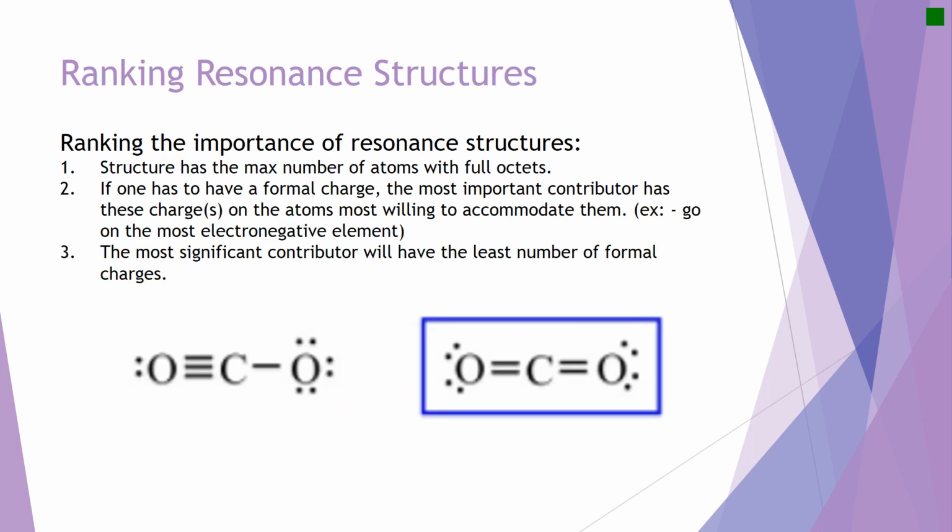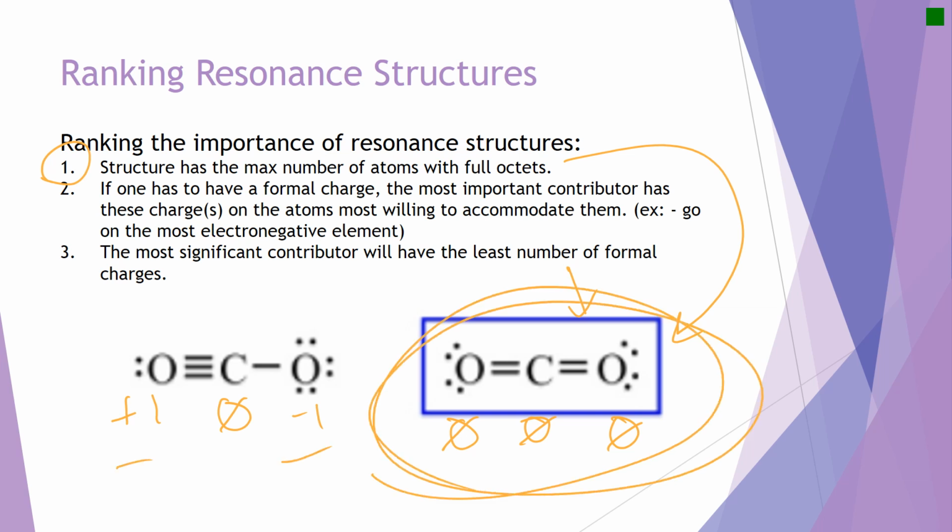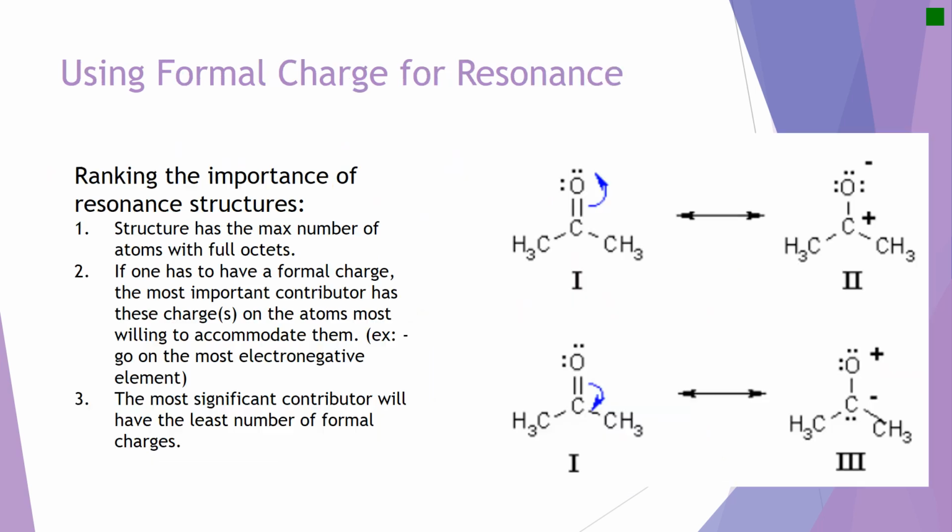Okay, so looking at this, when we're trying to rank these, what you want to do is do the formal charges. So calculating it out, I have a +1, I have a 0, and I have a -1. If I did the formal charges on this guy, I have 0, 0, 0. So looking at this, following step number 1, this structure on the right has the most number of atoms with full octets and also the least number with formal charges. All of them have 0, whereas this one has 2 with formal charges. So even though both exist, the one on the right is definitely more favorable.